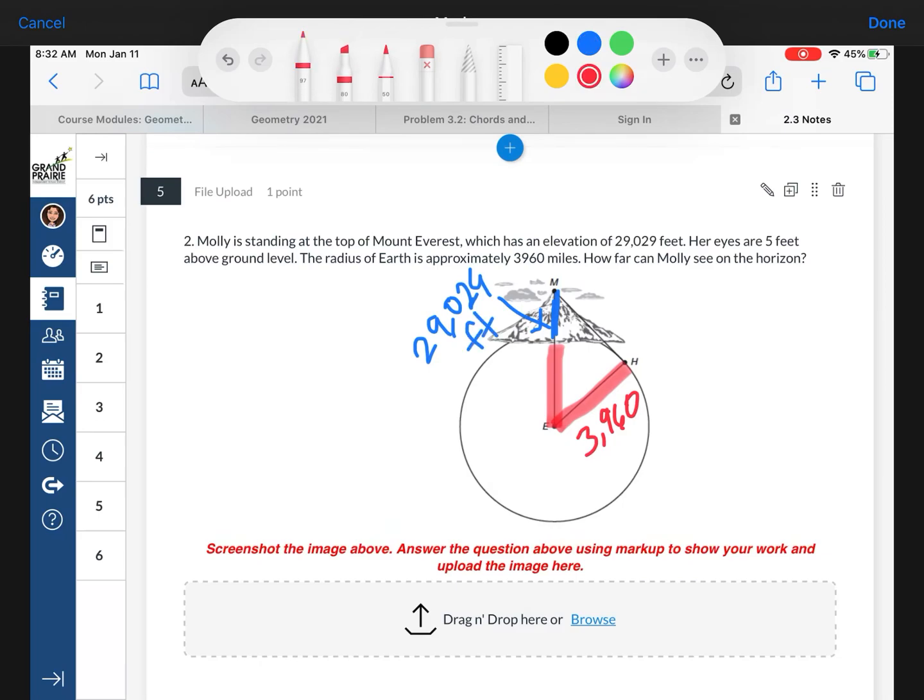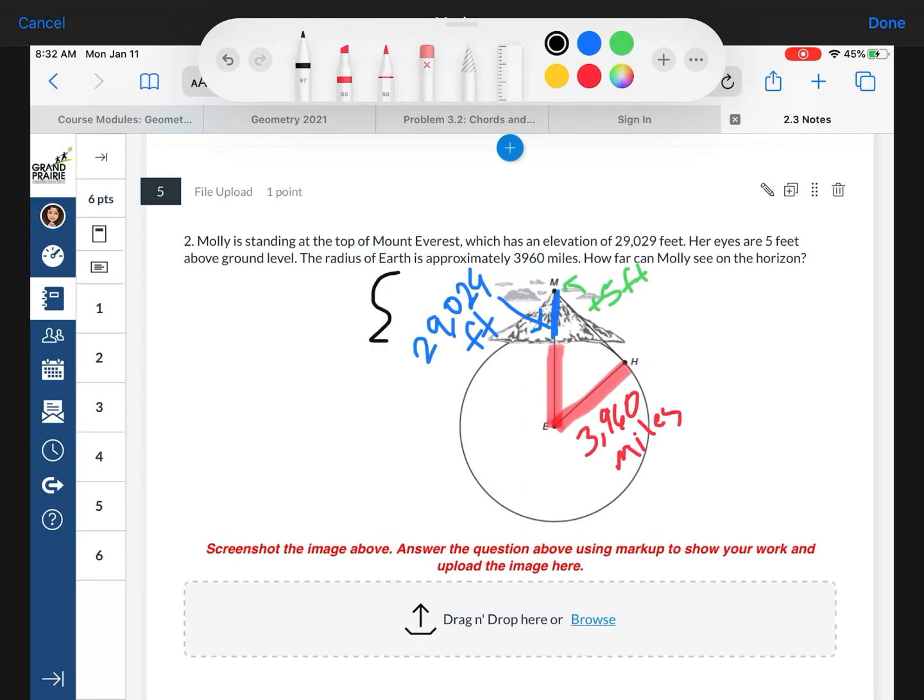Okay? And this was miles. It's very important that you notice that they're different units. One is miles, one is feet. Okay? And it says her eyes are 5 feet above ground level. That means that even above 29,000 feet, she's standing up here at the top of the mountain. So we would have to add 5 feet to that distance.